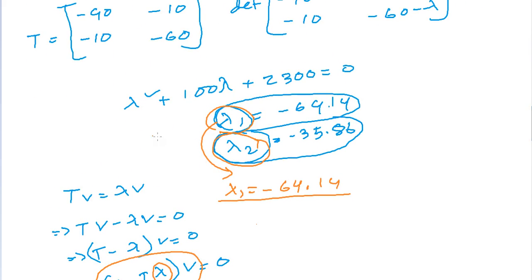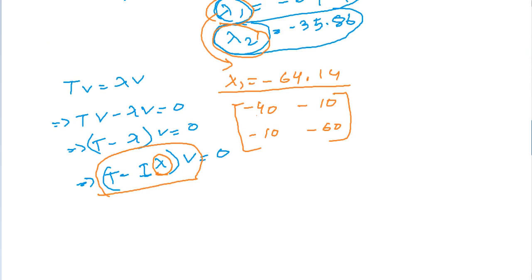So t minus say minus 40, minus 10, minus 10 and minus 60, right? So this minus... so what is our alpha 1? Alpha 1 is 64.14 times 1001, right?